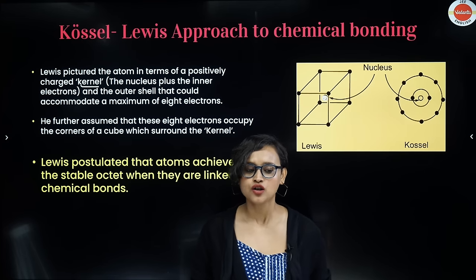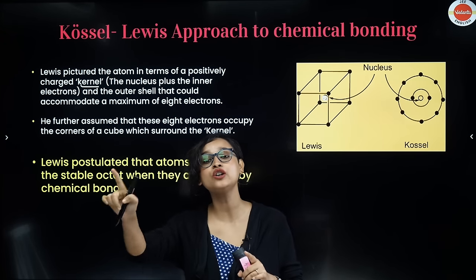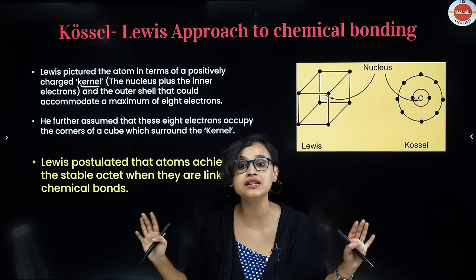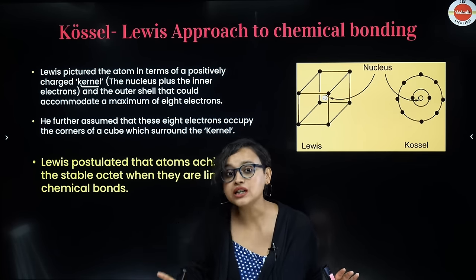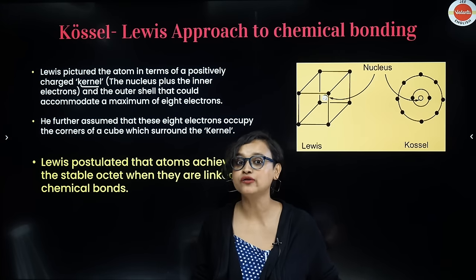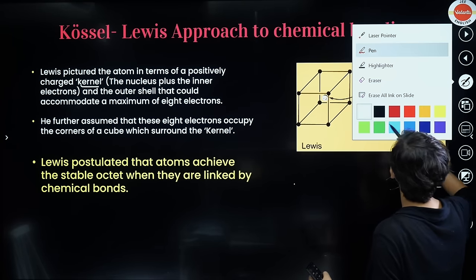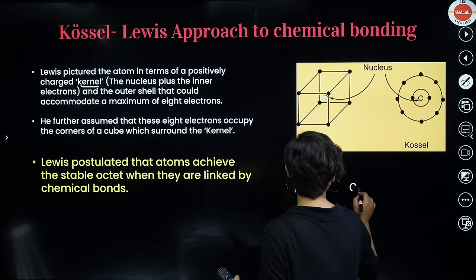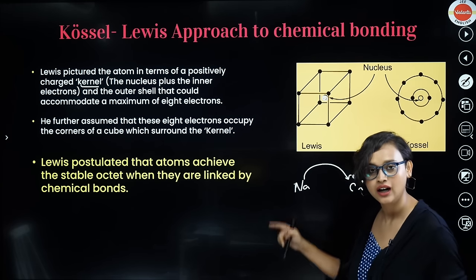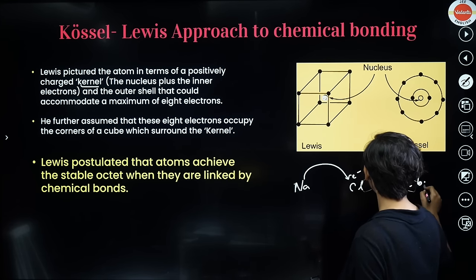So now Lewis and Kossel said that basically all the other elements only want to attain that octet. They only want to attain eight electrons in the last shell so that they can be stable. And because they want to attain that stability, all the bonding happens. Some of them, for example NaCl, sodium chloride: if this is Na and this is Cl, a transfer of an electron happens from Na to Cl, and that is why it forms something called an ionic bond.